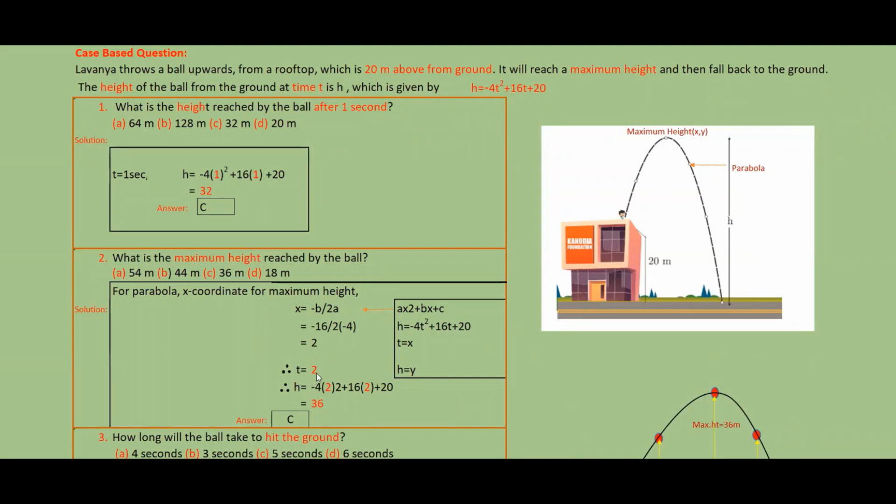Now substitute this 2 value in the equation, h is equal to minus 4t square plus 16t plus 20. Then you will get 36. So here the x coordinate is 2 and the y coordinate is 36. That means t is 2 and h is 36. So the maximum height is equal to 36 meters in 2 seconds. So here the answer is C, that is 36 meters.